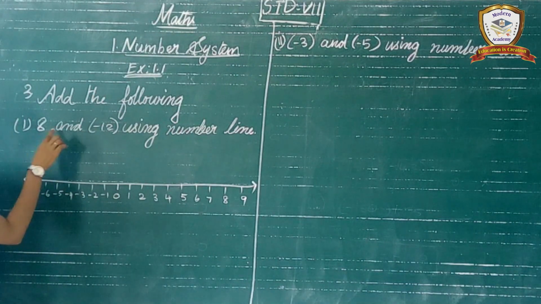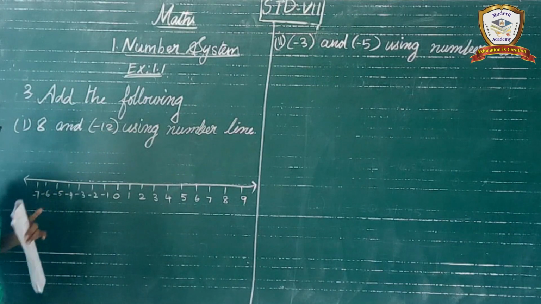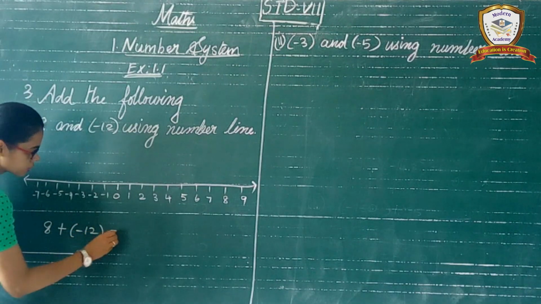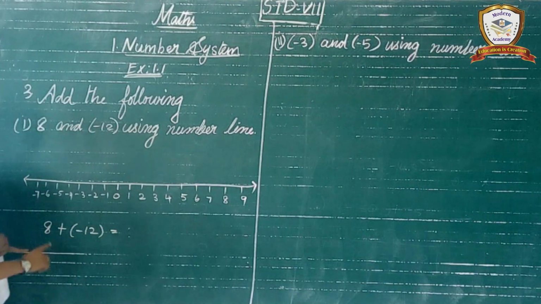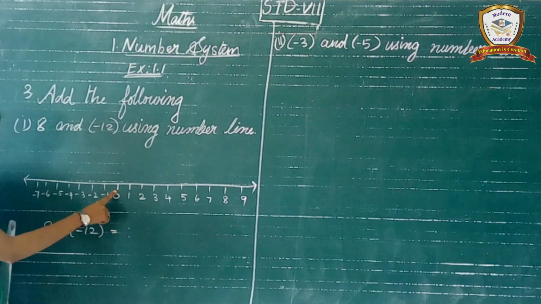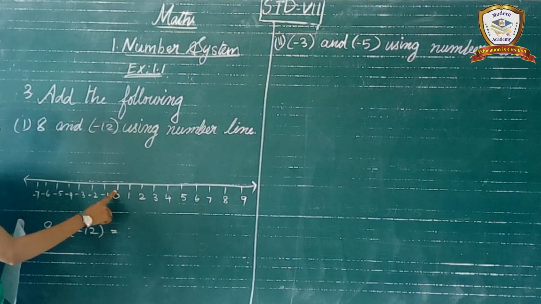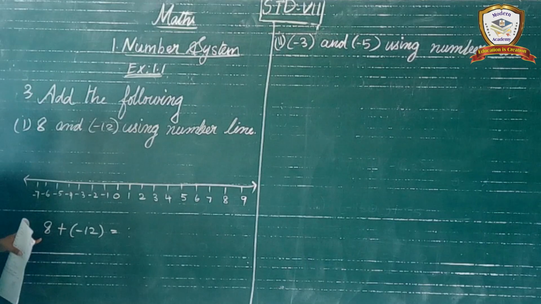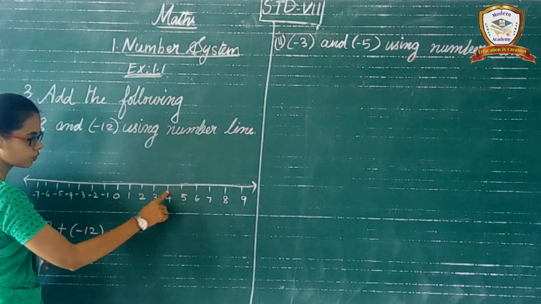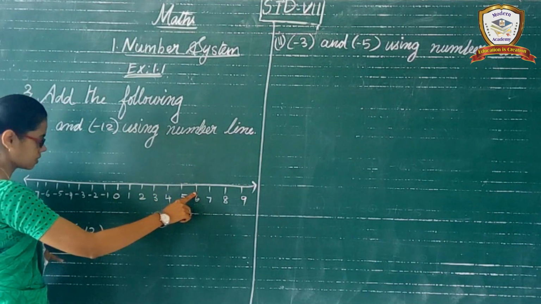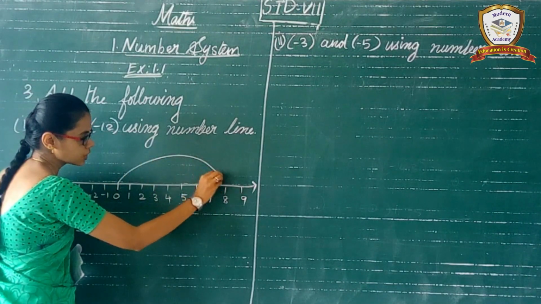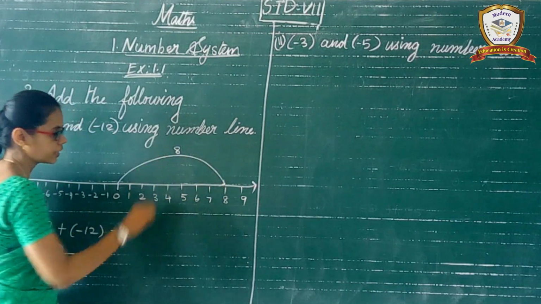See here, 8 and minus 12. So we need to add, that is 8 plus of minus 12. So we need to find the answer, right? Here see, first 8. So start from 0, move towards the right side. We count 8 units: 1, 2, 3, 4, 5, 6, 7, 8. So start from 0 and count 8 units.